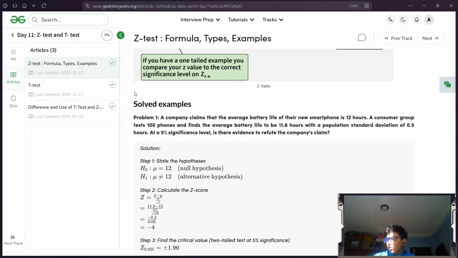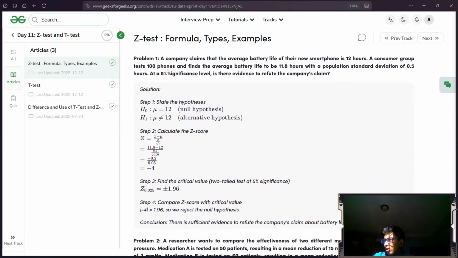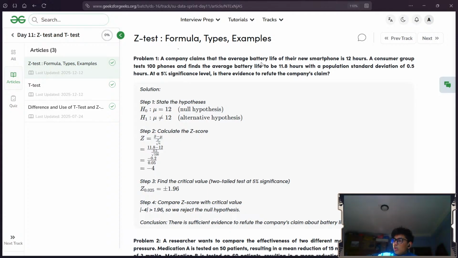Okay, now solved examples. A company claims that the average battery life of their new smartphone is 12 hours. A consumer group tests 100 phones and finds the average battery life to be 11.8 hours, with a population standard deviation of 0.5.